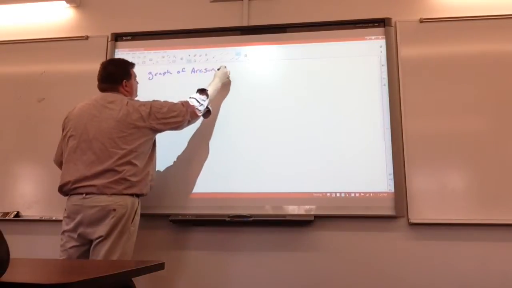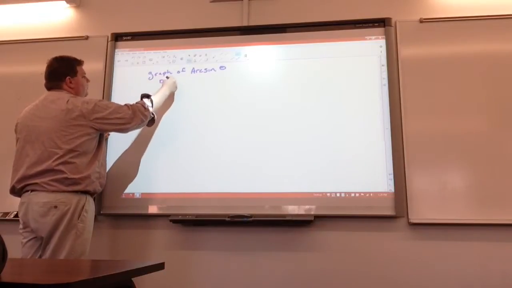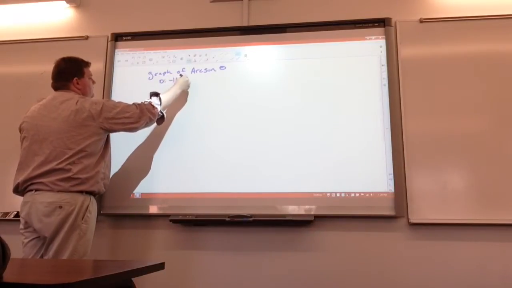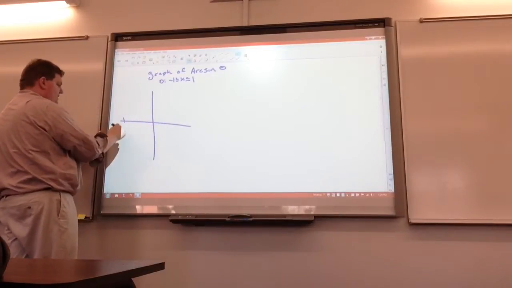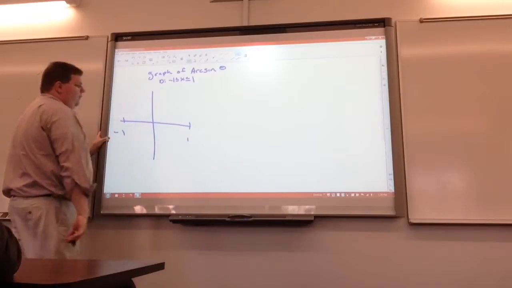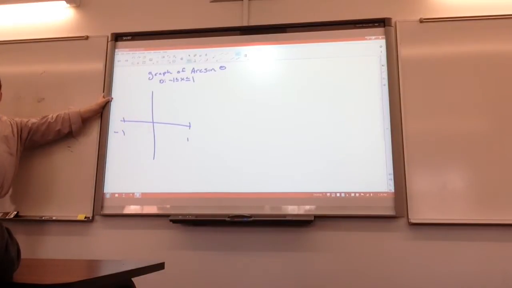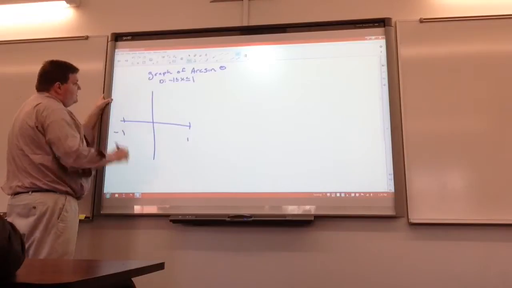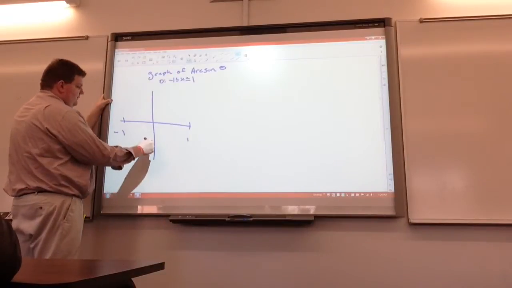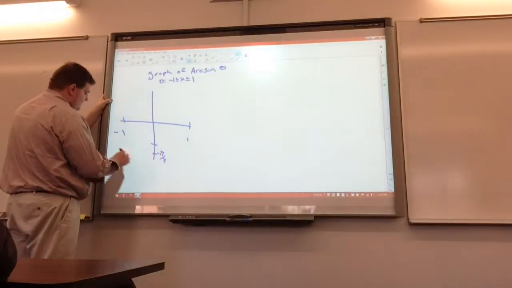Now the arcsine, remember, its domain is from -1 to 1. So here's where -1 is. Here's where 1 is. The arcsine of -1 would correspond to negative pi over 2 on my graph. Negative pi over 2, that's about 1.5. So there's 1. We'll say this right here is pi over 2. Negative pi over 2.